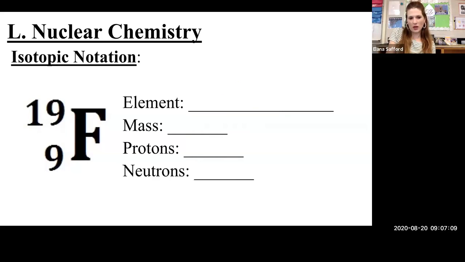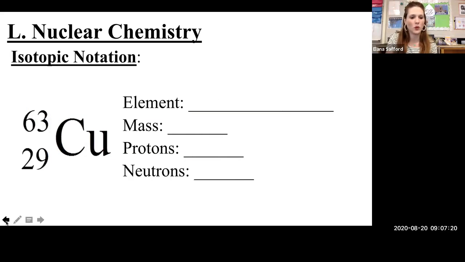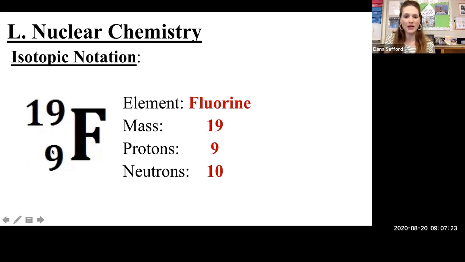And just to go a little bit quicker here, the first place I would look to quickly identify any element is this 9 right here. This 9 will immediately tell you that that is fluorine. Remember, what makes an element a particular element is the number of protons. That is what makes fluorine fluorine. So as soon as I can see in this picture that it has 9 protons, I know immediately this has to be fluorine. Total mass, again, that top left number. And then we just subtract.